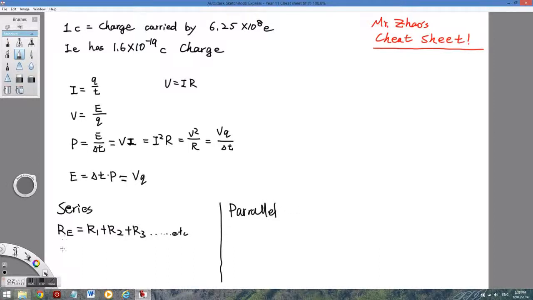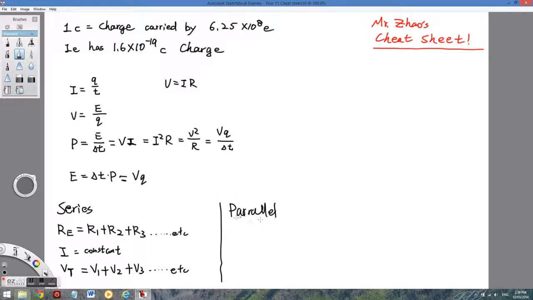Also in a series circuit, the current is the same. The current does not change. The current is constant. The total voltage, or the voltage from the power source, will be the same as voltage 1 plus voltage 2 plus voltage 3, etc.